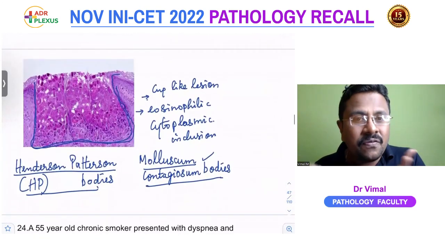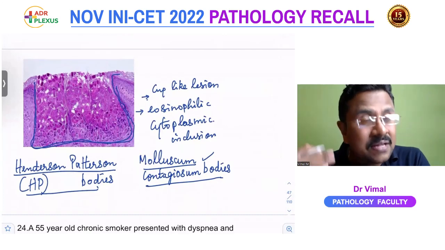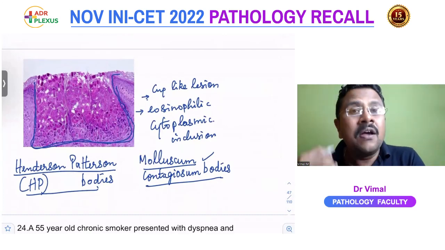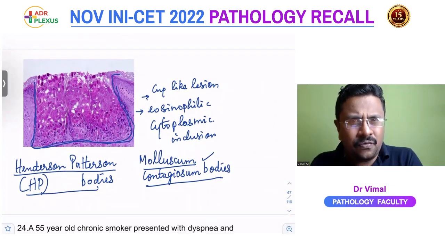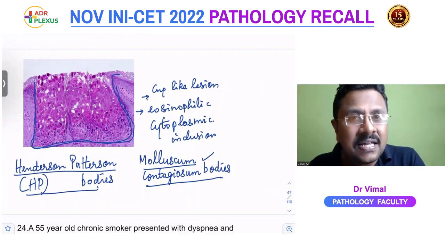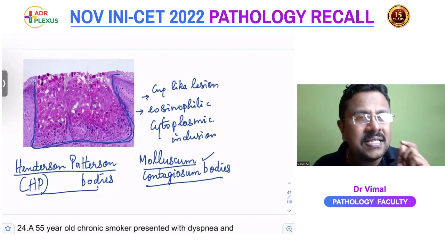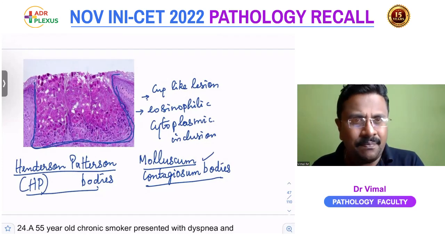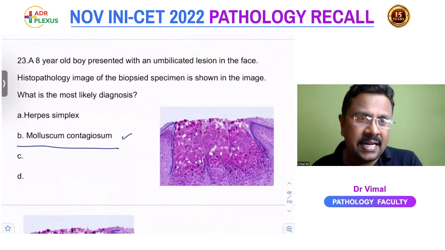And these are the eosinophilic cytoplasmic inclusions, which are called molluscum contagiosum bodies. Yes, they are seen in molluscum contagiosum, and they are very brightly eosinophilic. And guys, what is the other name for these molluscum contagiosum bodies? It is the HP bodies, that is the Henderson-Patterson bodies. So they have given you the image, and this image is a very classical one. And this is a case of molluscum contagiosum.